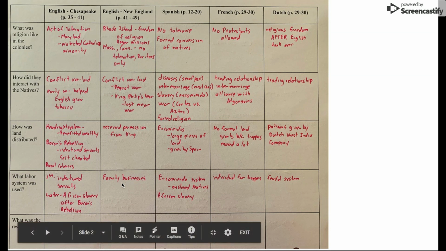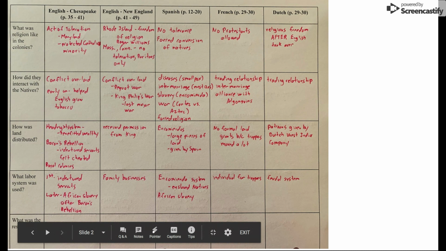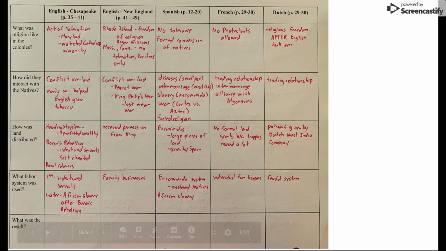And the labor system: there are no real indentured servants because it's not agriculture, and there's no slavery either because they just have no use for it. The soil isn't that great. Instead, it's just family businesses. These are tight-knit communities where everybody knows each other and they get along and they're related. And so it's all these family businesses, not any kind of forced labor.